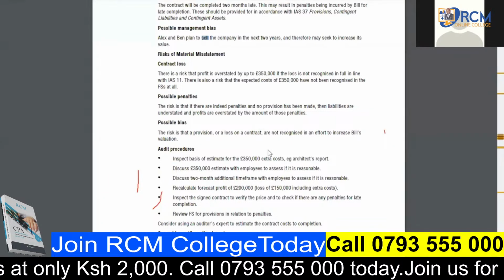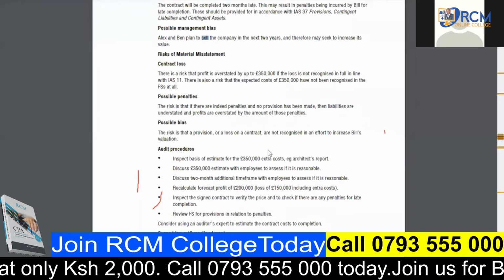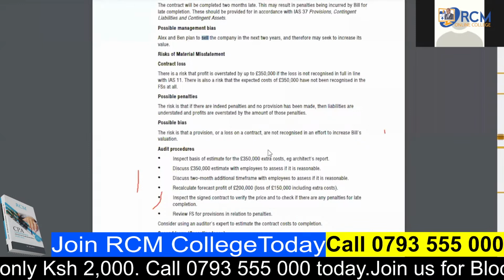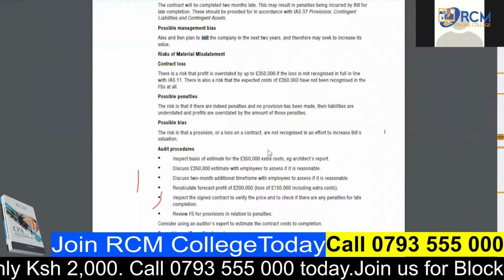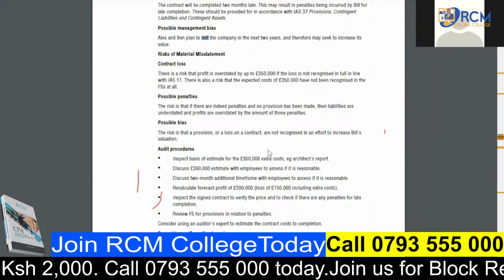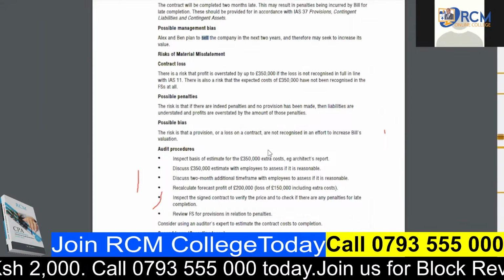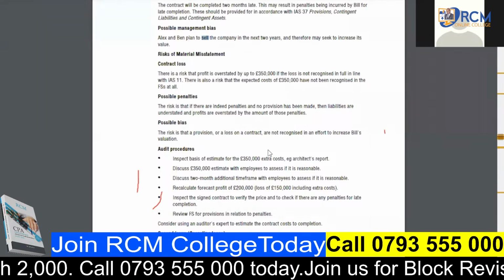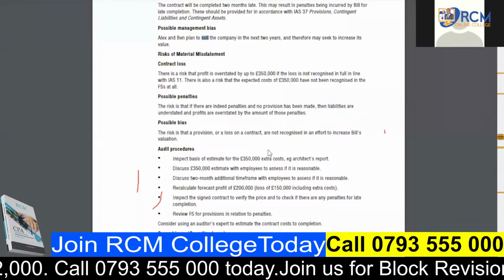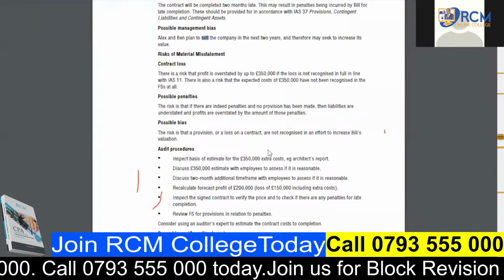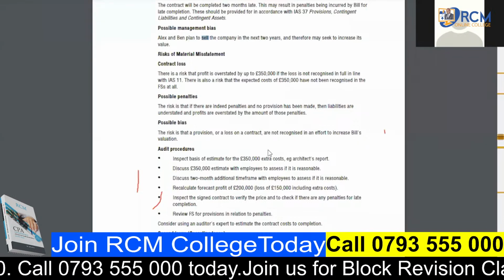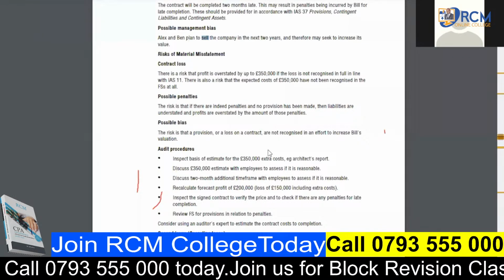Look at the audit procedures. Inspect basis of the estimate of that extra cost, e.g. the architect's report. Discuss the 350,000 estimate with employees to assess if it's reasonable. Discuss the 2 months additional time frame with employees to assess if it's reasonable. You go to the employees, remember your scope of work. Utaambiwa ati usiongea na huyu, wewe utaongea na kila mtu, right? Recalculate the forecast profit. Inspect the signed contracts to verify the price and to check if there are any penalties for late completion. Review financial statements for provisions like that.